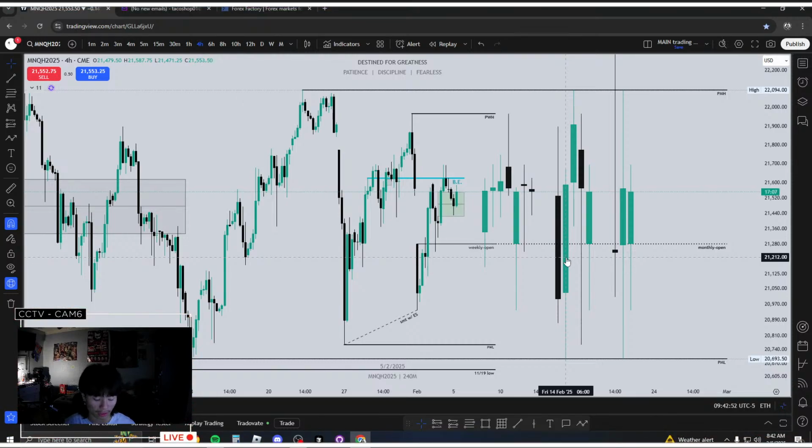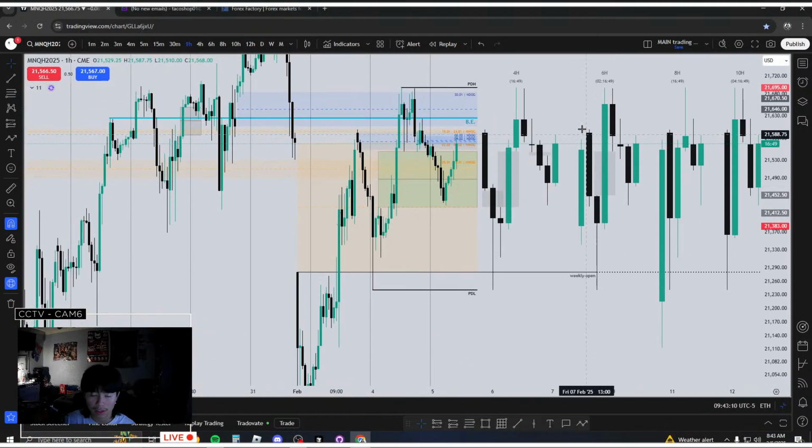If the dollar is continuing higher, NQ should be trading lower, and that goes vice versa. NQ higher, dollar lower, NQ lower, dollar higher. Let's continue to watch the price action.